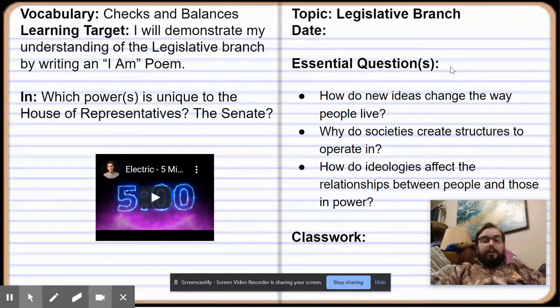Your in for today. This one should be super easy because we talked about it literally yesterday, in the previous lesson. Which powers or power is or are unique to the House of Representatives? Also, how about the Senate? Which powers are unique to the Senate?